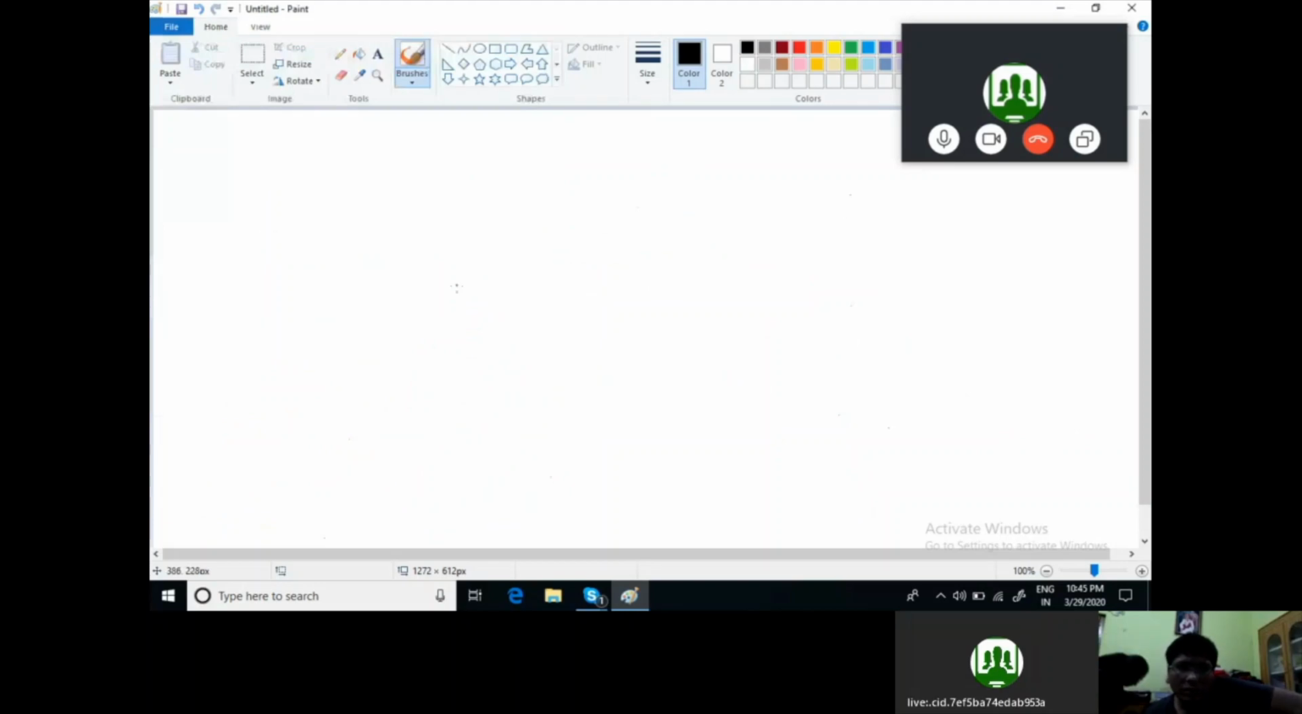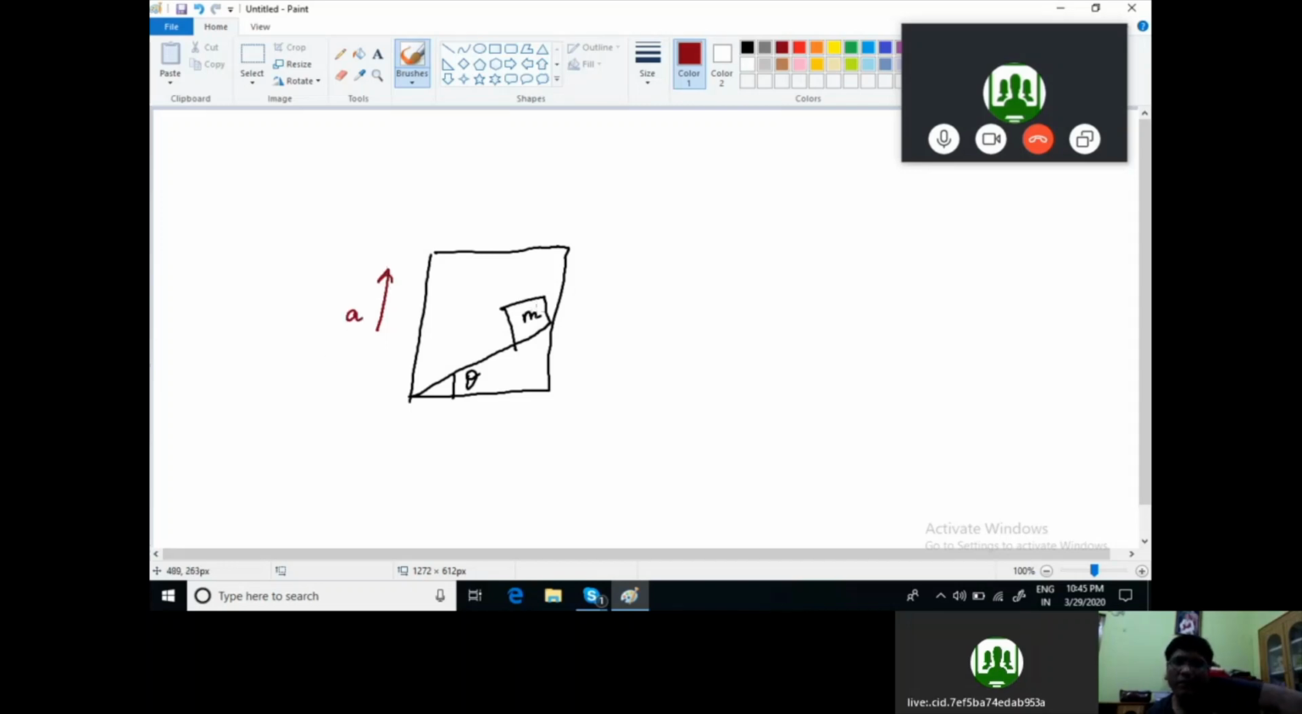See, you have one lift here, and here is the wedge. This angle is theta, and one block is placed here. The mass of this block is m. And this lift is accelerating in the upward direction with the acceleration of a. So you have to find the acceleration of this block. What is the acceleration of this block? This is also a very important question. So how will you find the acceleration of the block?